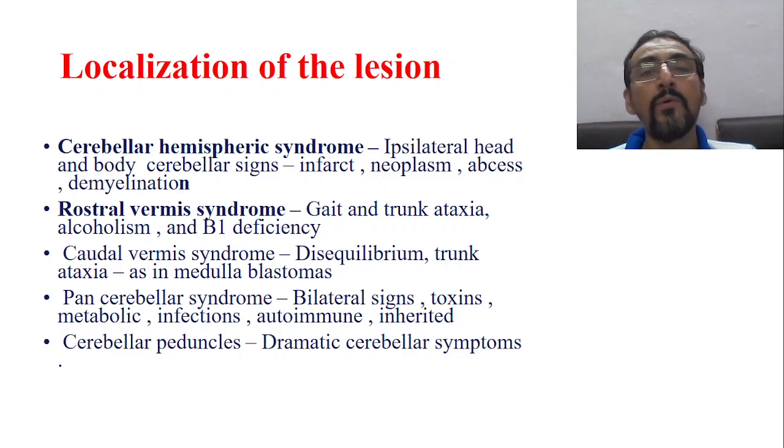The cause may be infarct, neoplasm, abscess, demyelination, etc. Rostral vermis syndrome, that is, the vermis gets affected, so gait and truncal ataxia will be there. It is most commonly seen in alcoholism, B1 deficiency, etc.